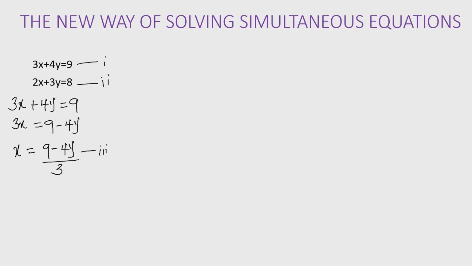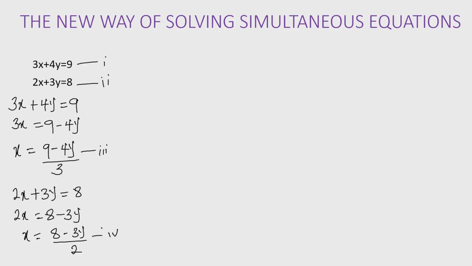Okay, the next thing you do is that you also make x the subject in equation 2. So you will have 2x plus 3y is equal to 8. That's equation 2. Then 2x will be equal to 8, and this plus 3y will come to the other side. That's going to be minus 3y. Then if you divide both sides by 2, your x will be (8 minus 3y) over 2. Then you can call this one equation 4.